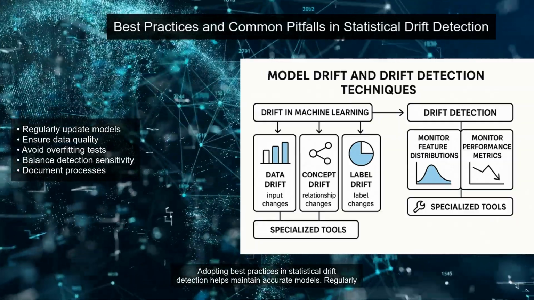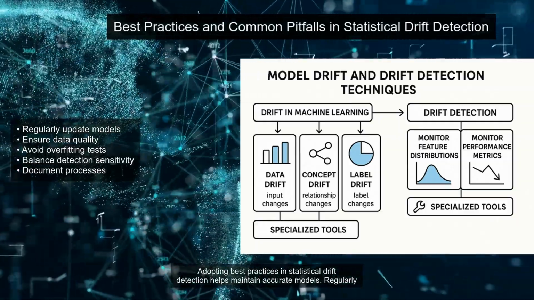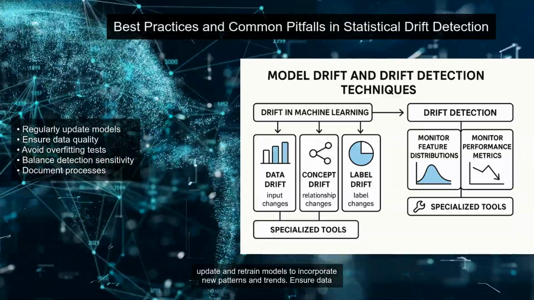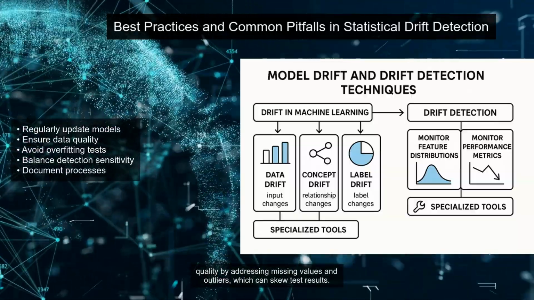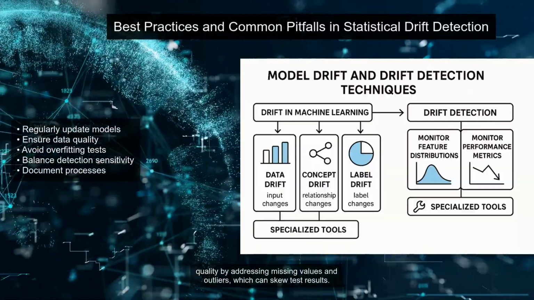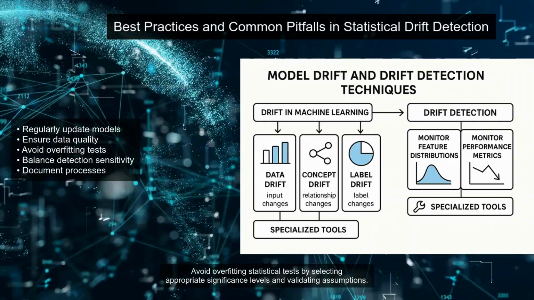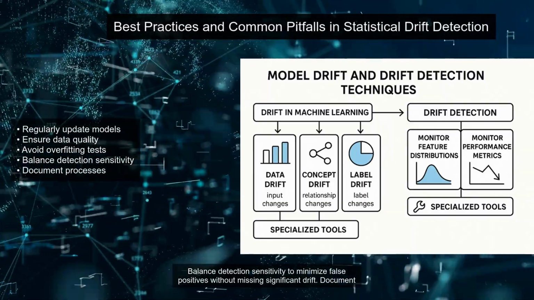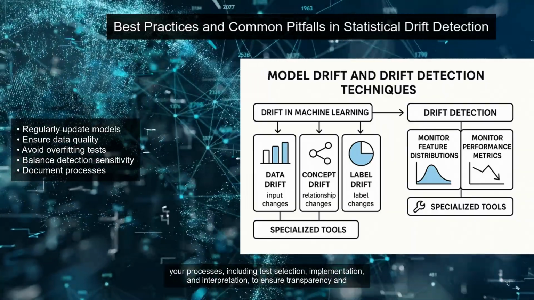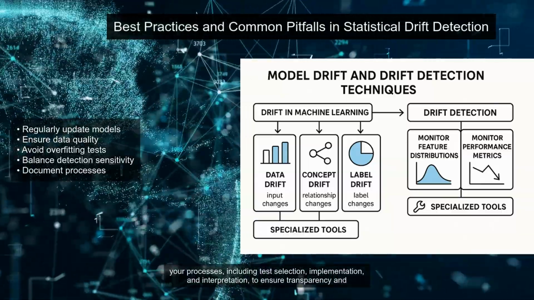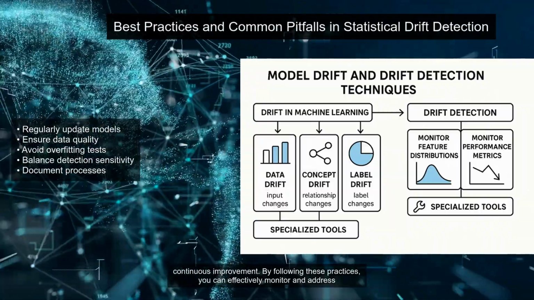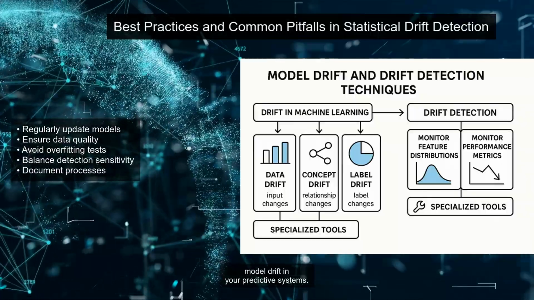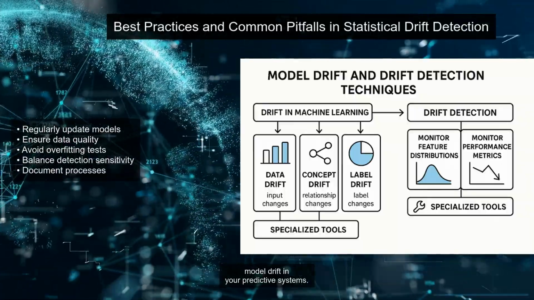Adopting best practices in statistical drift detection helps maintain accurate models. Regularly update and retrain models to incorporate new patterns and trends. Ensure data quality by addressing missing values and outliers, which can skew test results. Avoid overfitting statistical tests by selecting appropriate significance levels and validating assumptions. Balance detection sensitivity to minimize false positives without missing significant drift. Document your processes, including test selection, implementation, and interpretation, to ensure transparency and continuous improvement. By following these practices, you can effectively monitor and address model drift in your predictive systems.